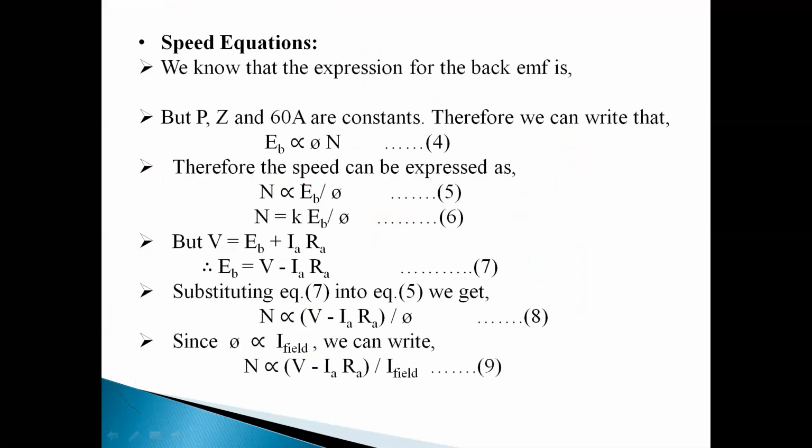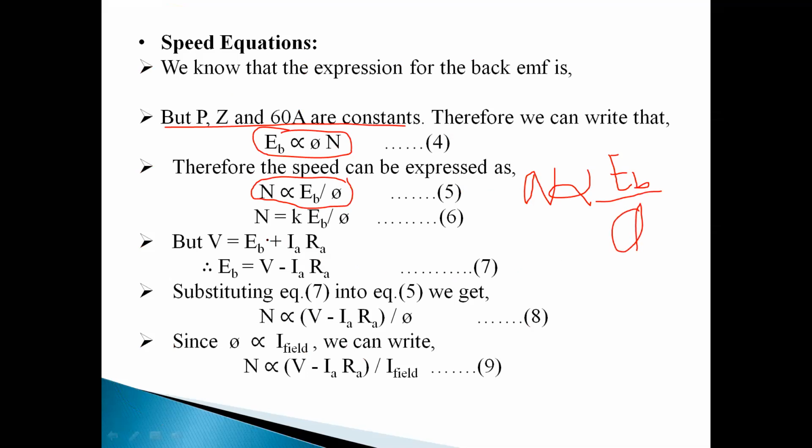From all the above discussion, back EMF is proportional to flux and speed. Remaining all parameters are constants. Therefore, speed is proportional to back EMF by flux, E_b by flux. So N equals a constant times E_b by flux.